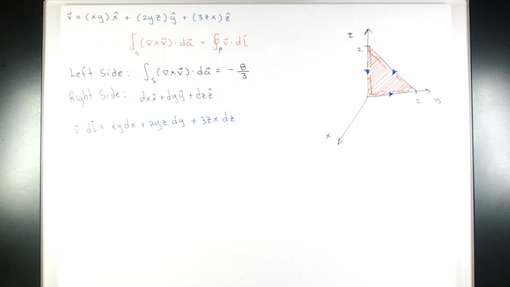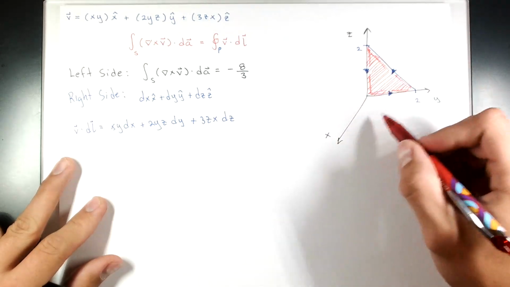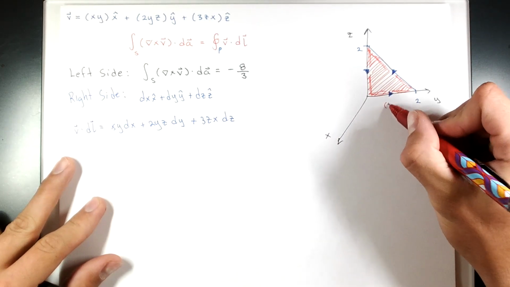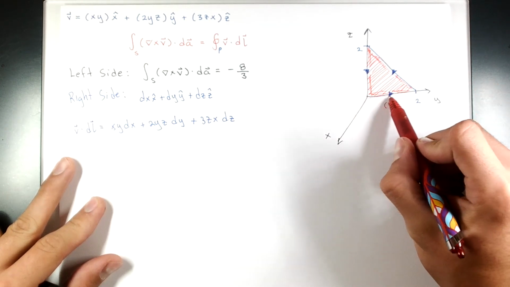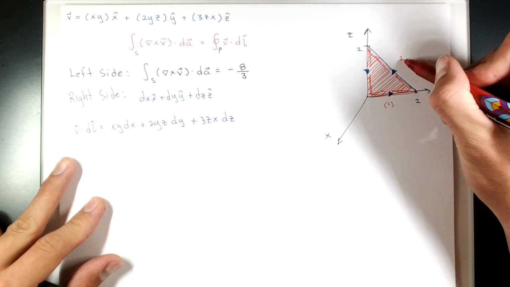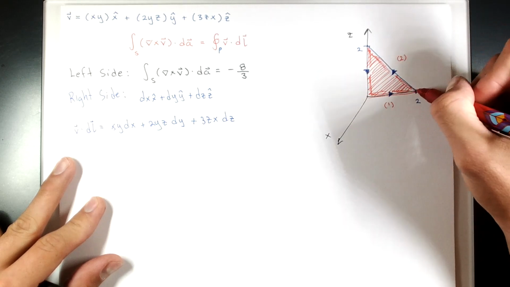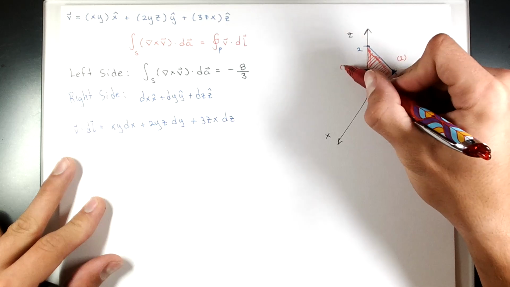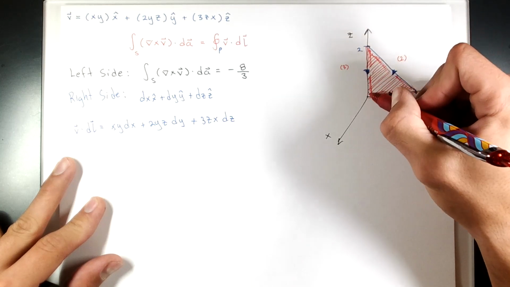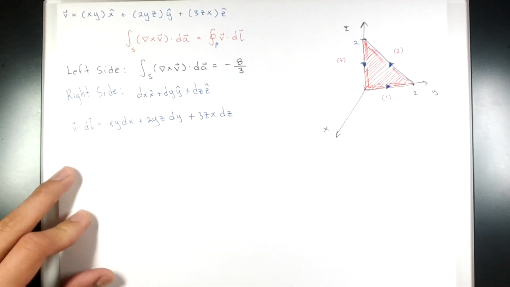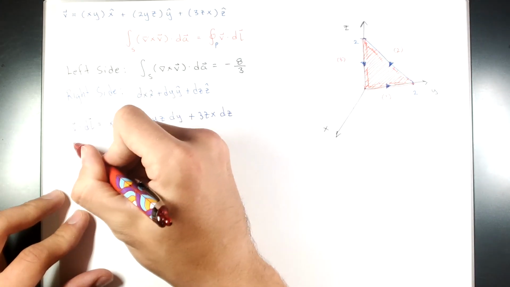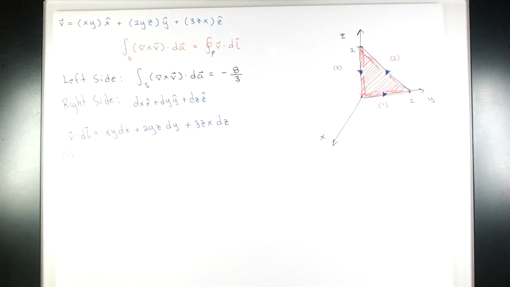Now, in order to solve this line integral, we need to also find what paths we are going to be using. And my strategy will be to separate this entire loop into 3 sections. The first one being that one, the second one going from here to here, and finally from here to here. So let's start with path 1. Let's see what we get.